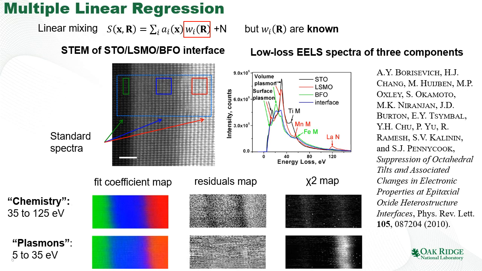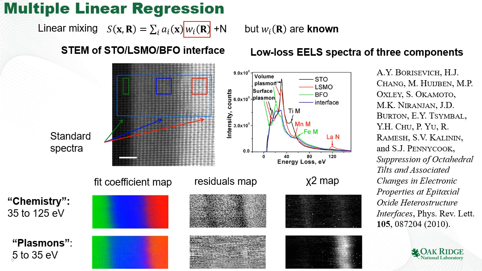What's also interesting is that if we use the map that represents the quality of this fitting, also called chi-square map, you can see that something a little bit strange may be happening at the interfaces between the strontium titanate and the lanthanum strontium manganite, and the interface between LSMO and BFO, but it is not that large.